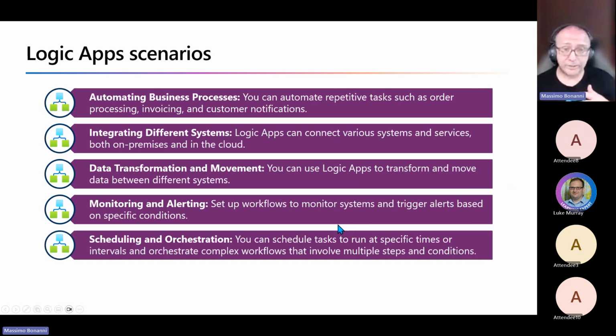Scheduling and orchestration. You can run a task at a specific time and do something. You can, for example, rotate keys in storage and update the application that uses the keys using a Logic App. And this is the same, you can do the same with Azure Function. More or less the same.